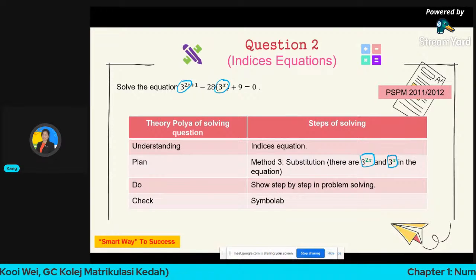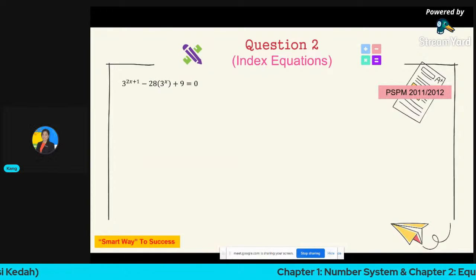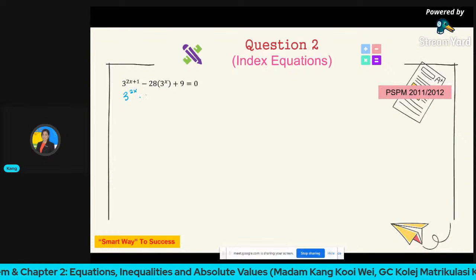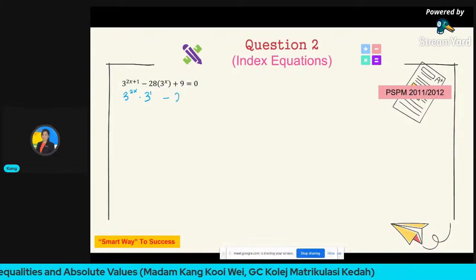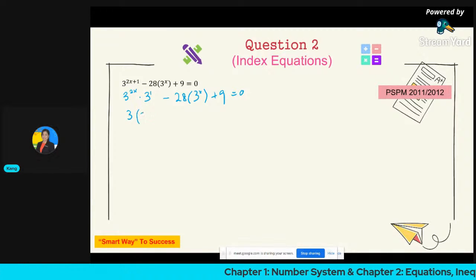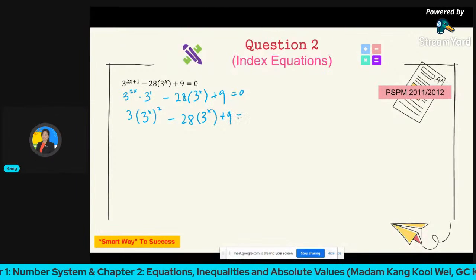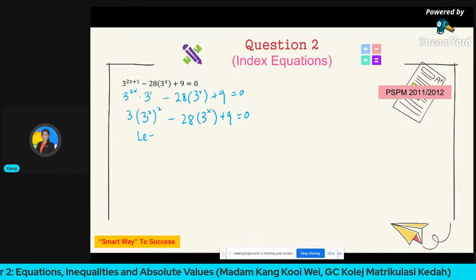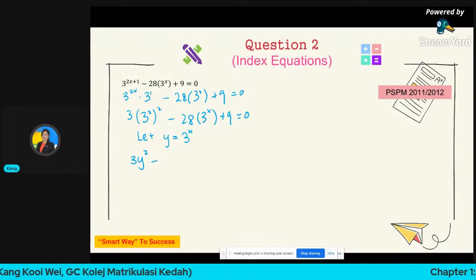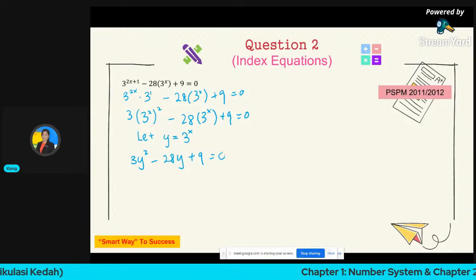Okay, then we need to show our steps of solving. After that, we use the symbol lab to check our answer. Okay, now let us do it together. For this one, 3 to the power of 2x plus 1, we can write down as 3 to the power of 2x times 3 to the power of 1. Okay, minus 28, 3 to the power of x plus 9 equal to 0. Okay, then for 3, we bring it to the front. 3 times 3 to the power of x all squared minus 28, 3 to the power of x plus 9 equal to 0. Okay, then we use the substitution. We let y equal to 3 to the power of x. Then we will get 3y squared minus 28y plus 9 equal to 0.